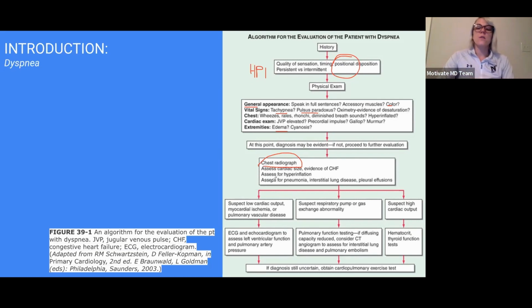And then say we see a large heart and evidence of fluid overload, such as a pleural effusion. That might point us in the direction of a low cardiac output. And at that point, we might want to get an electrocardiogram, to look at the electrical activity of the heart, and an echo to see the functionality and look at the ejection fraction of the heart.